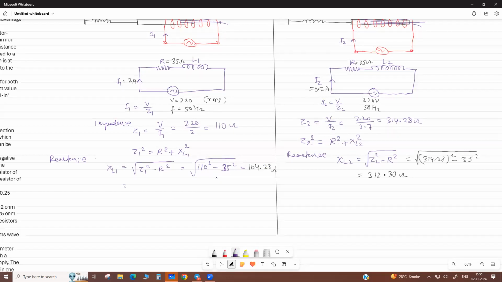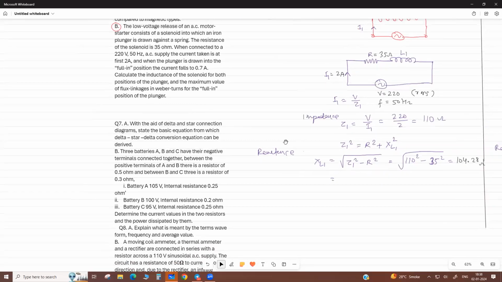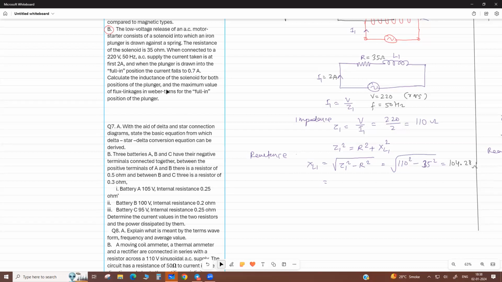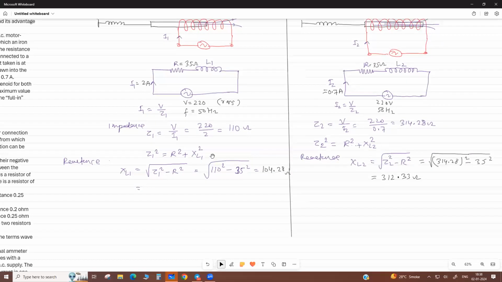So now this is your reactance. But what do they ask? They do not ask reactance, they ask inductance. Calculate the inductance of the solenoid in both positions, partial in position and full in position.